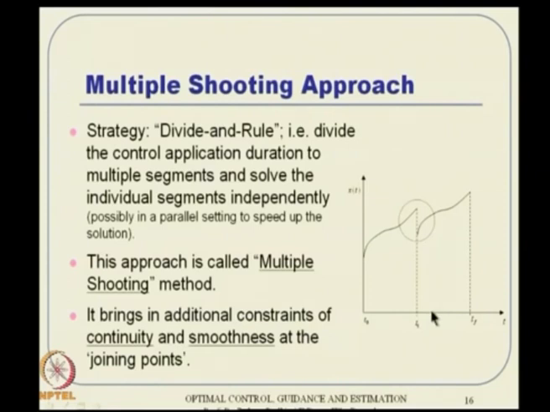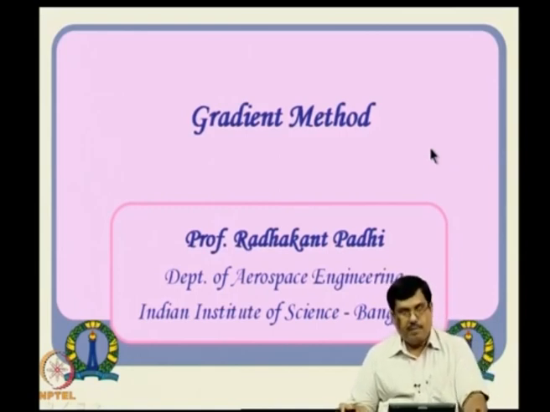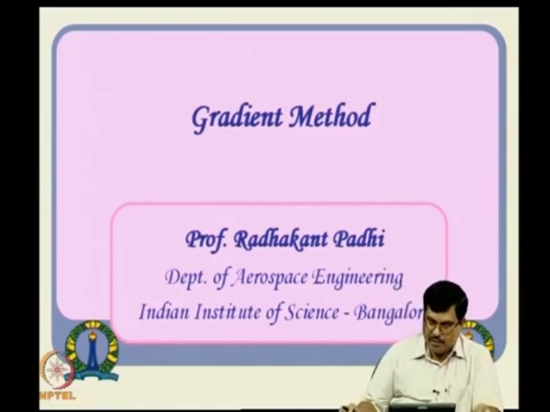That brings in additional constraints actually, at the joining points. And this is possible, but don't keep on blindly applying it, that is the message there. But this is the whole idea of multiple shooting, and most of the time this multiple shooting approach is also extended further and further, and if people talk about direct transcription methods and all that, we'll see that later in this course actually. But anyway, so this is the whole idea of the shooting method as well as multiple shooting actually. Now, what about the gradient method, the second method? Remember we talked about, we intend to discuss three methods here actually.